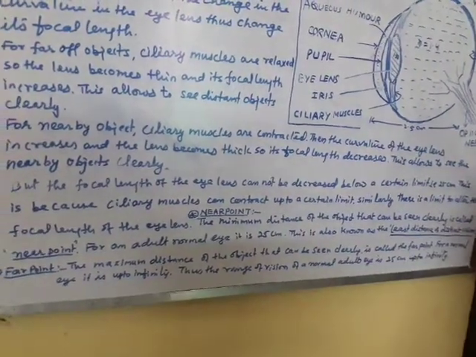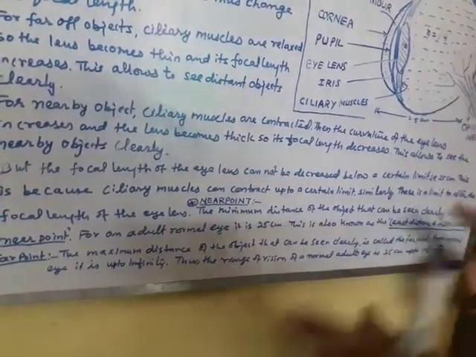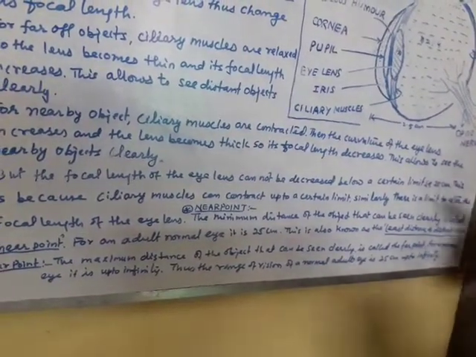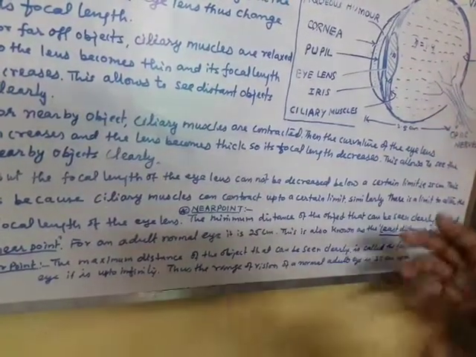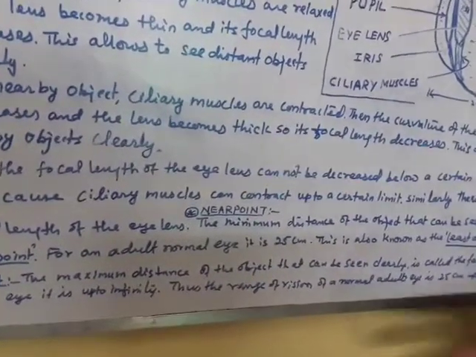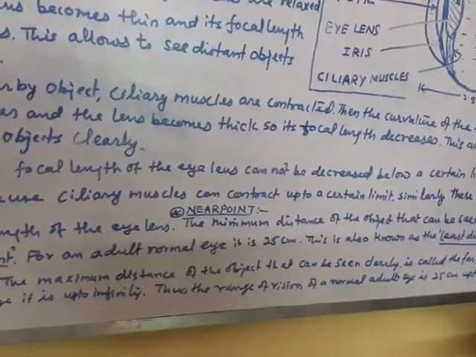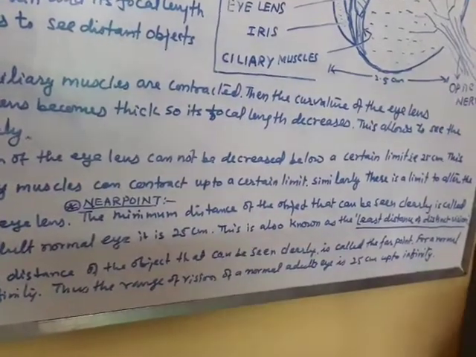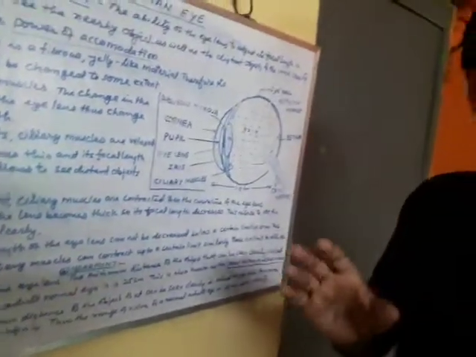Now, what is the maximum distance? That is the far point. The maximum distance of the object that can be seen clearly is called the far point of the normal eye. For a normal eye, it is up to infinity. Infinity means there is no limit of measurement. Suppose we can see the moon and the stars, but they are far, far away from us. So that's why we can say the maximum distance of an object that can be seen by our eye is up to infinity.